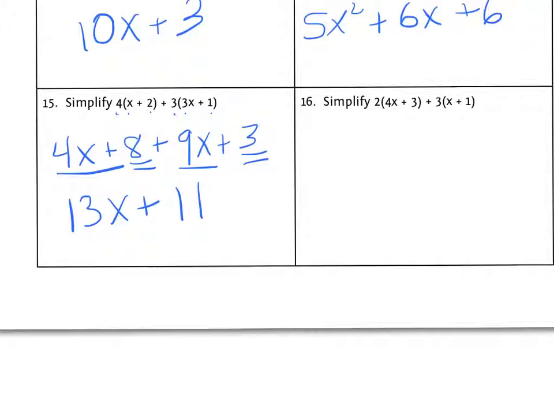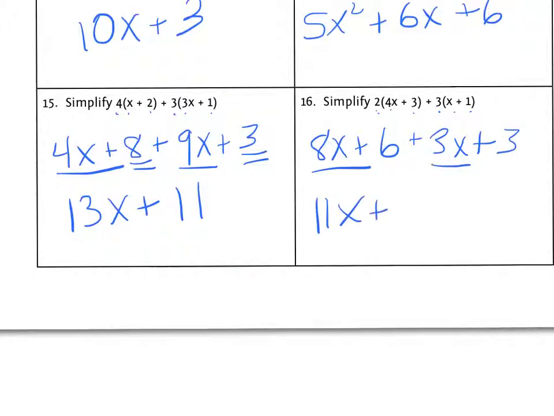Last problem, we're going to do distributive property again. 2 times 4x gives us 8x. 2 times 3 gives us 6. 3 times 1x is 3x. And 3 times 1 is 3. Put together the 3x and the 8x to make 11x. Put together the 6 and the 3 to make 9.